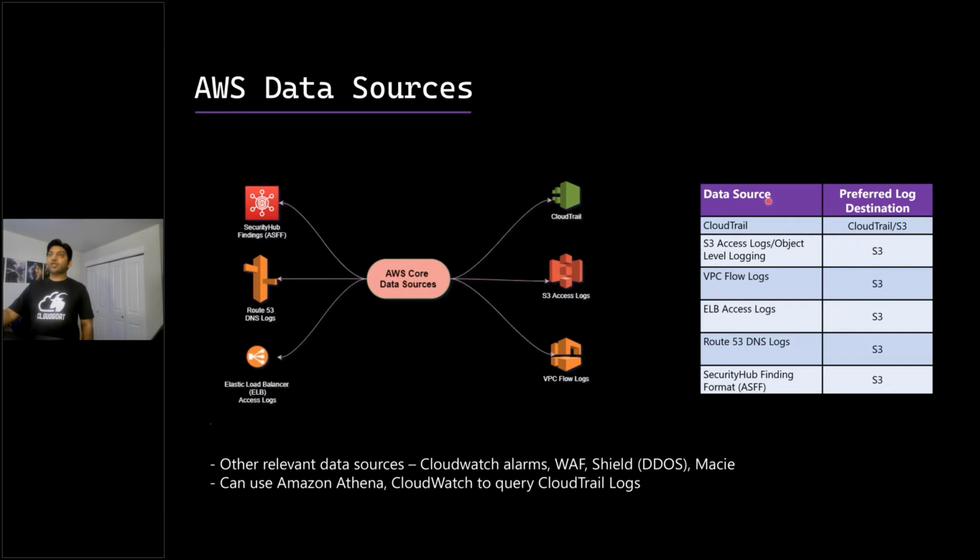So if you have seen here, most of the data sources have a preferred log destination as S3. Depending upon the platform, or if you're collecting the logs in a centralized fashion, you may want to see what capabilities are available to ingest data from S3 buckets or directly hook to the CloudTrail. If you don't want to do the centralized log collection, Amazon also has their own Athena or CloudWatch through which you can query the CloudTrail logs.